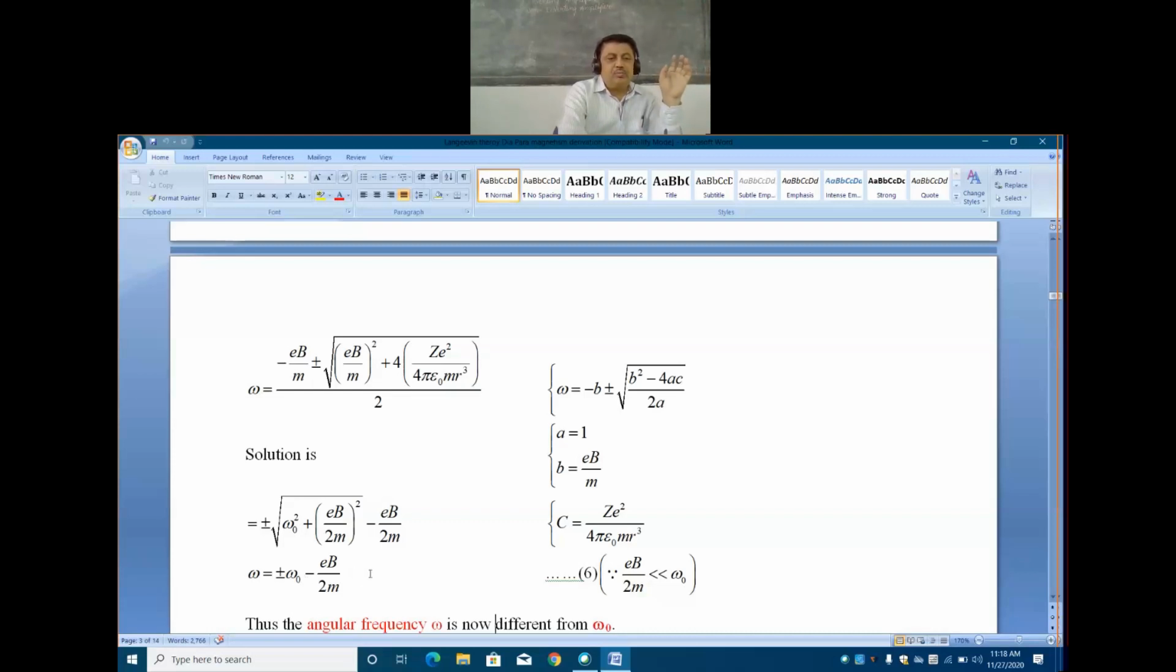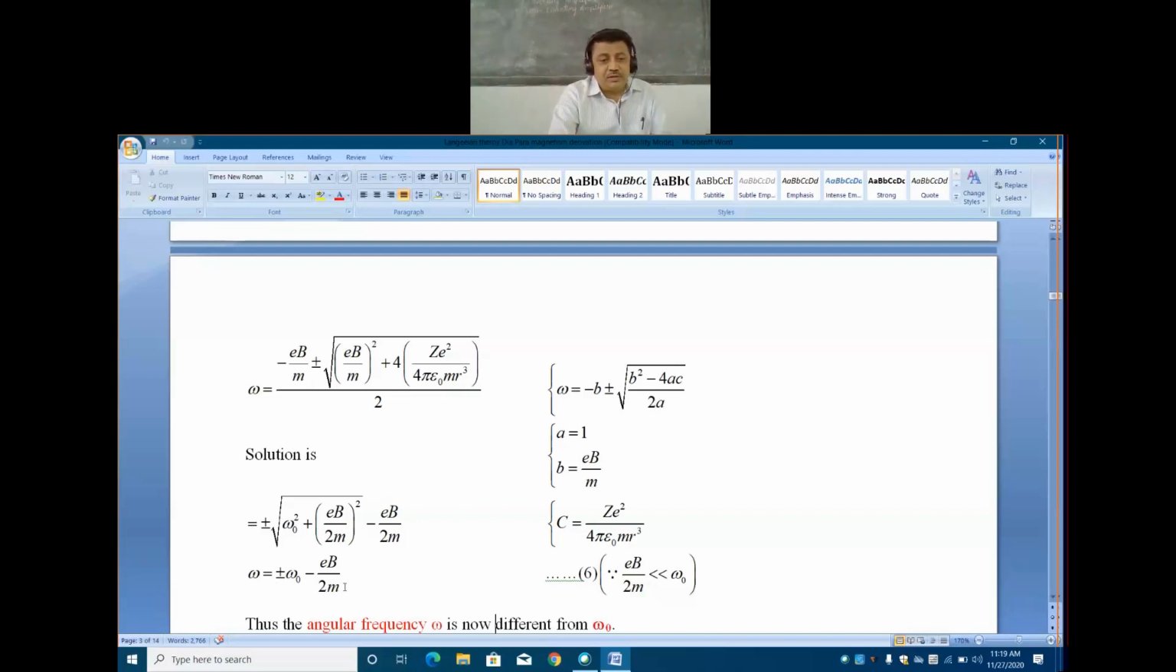So this expression is very important, which we are going to interpret. So we have written a quadratic expression in omega, and we have solved it by roots and solution. We have put a condition that eB by 2m is very small compared to omega naught, and within the square root it is omega naught square. So therefore it is plus minus omega naught minus eB by 2m. So you concentrate on this equation. Omega is equal to plus minus omega naught minus eB by 2m.